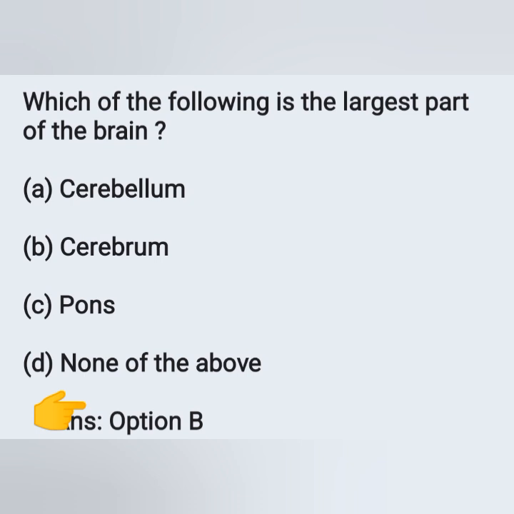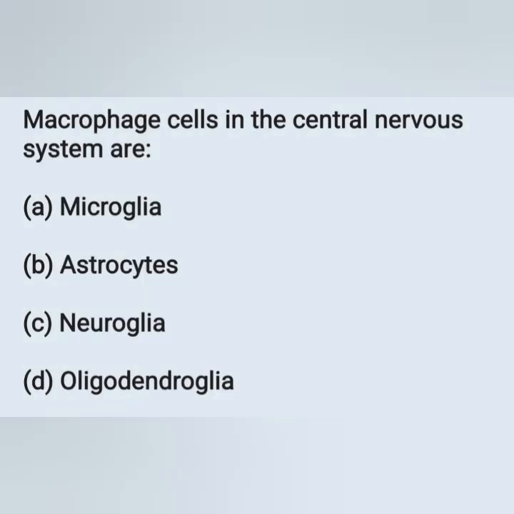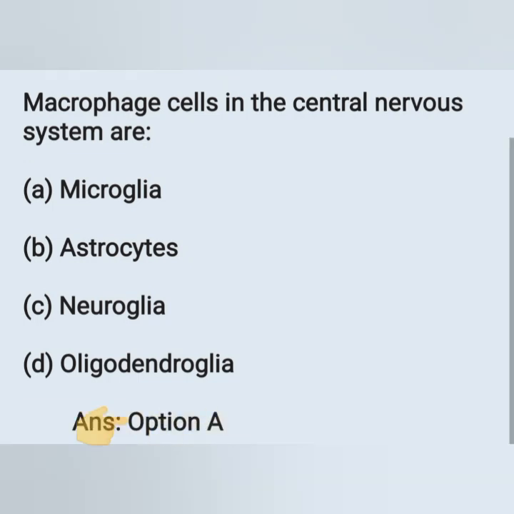Second question, macrophage cells in the central nervous system are: option A microglia, option B astrocytes, option C neuroglia, option D oligodendroglia. Macrophage cells or phagocytic cells in the CNS, or central nervous system, are microglial cells. Option A is the correct answer.